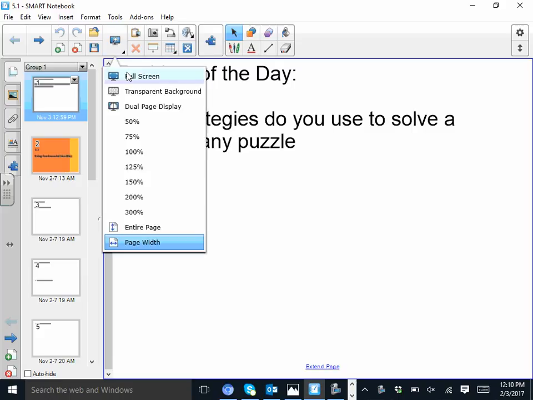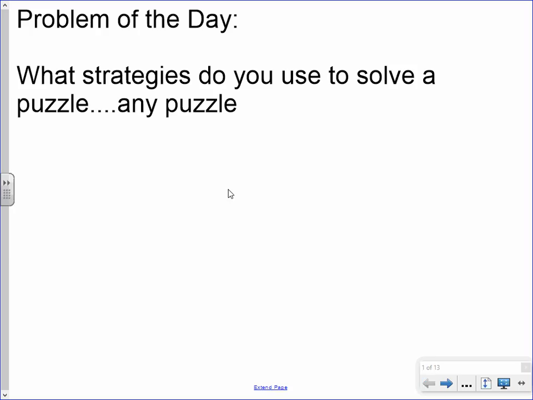At your pods, I would like you to talk about different strategies that you use to solve any puzzle or any problem, whether it be a non-math related puzzle or a math related puzzle or problem. Just talk about strategies that you use. You have 30 seconds.